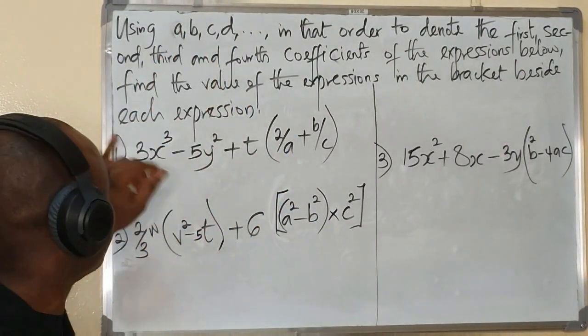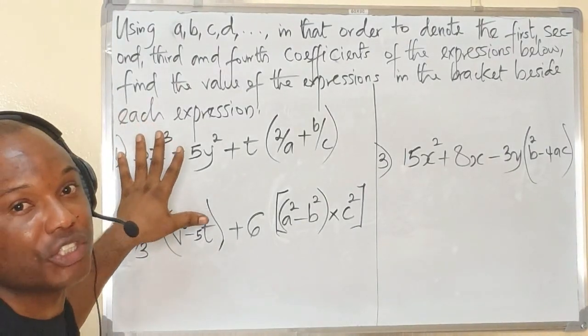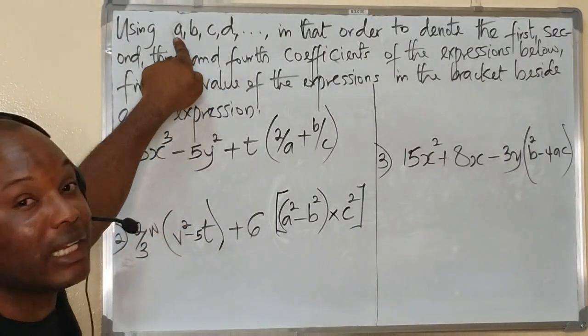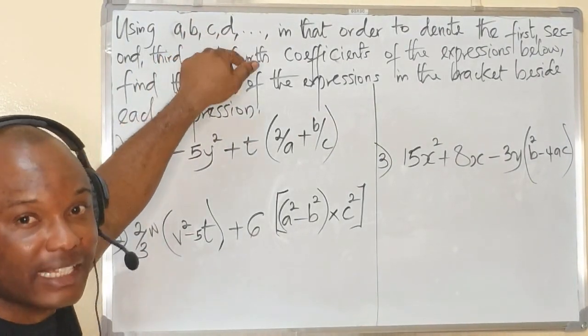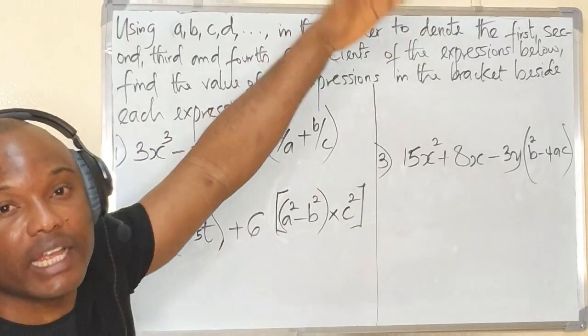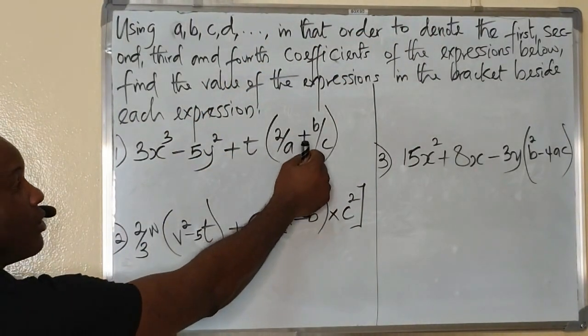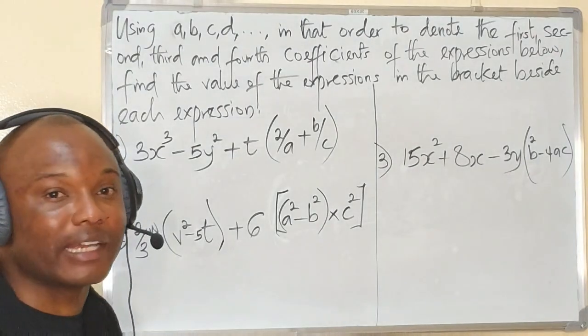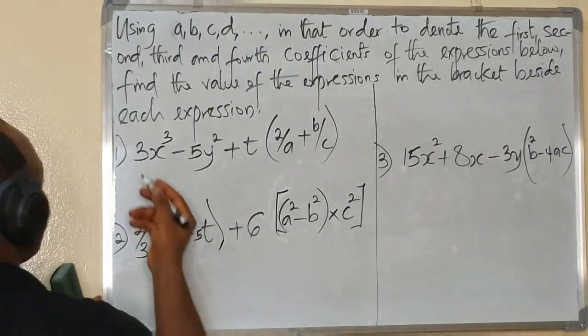From the information we are given, the first coefficient of each expression is to be represented with letter A. The next one, B, next C, next D. If it continues, E, F, G, H, etc. And after which we will use the values to simplify what is given in the bracket. So to begin, let's attack question 1.